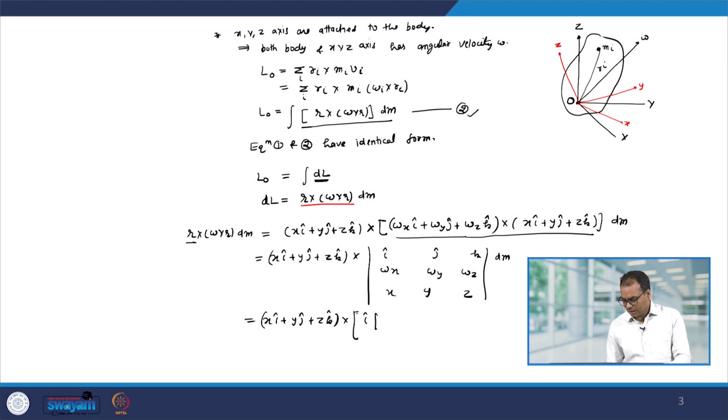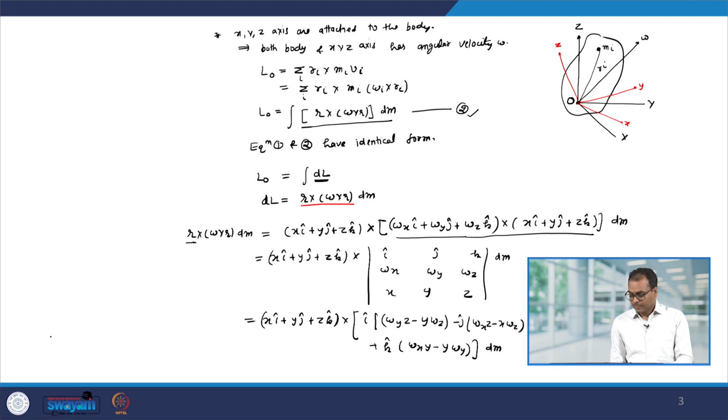So, we have i(ω_y z − y ω_z) − j(ω_x z − x ω_z) + k(ω_x y − x ω_y), and then you have to multiply it by dm. Now again this is a cross product of two vectors. So a cross b, again we can write down in the matrix form, and we can evaluate its value.